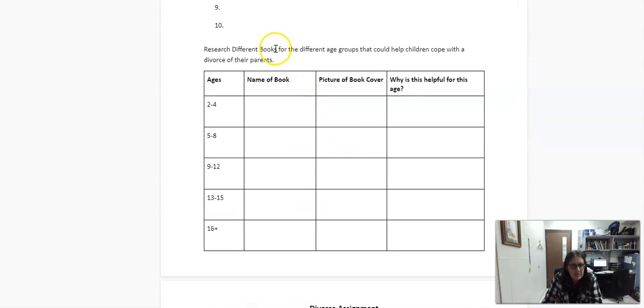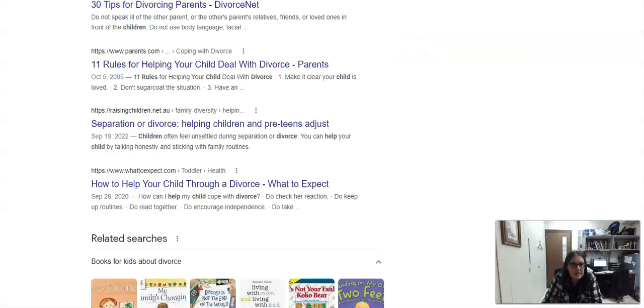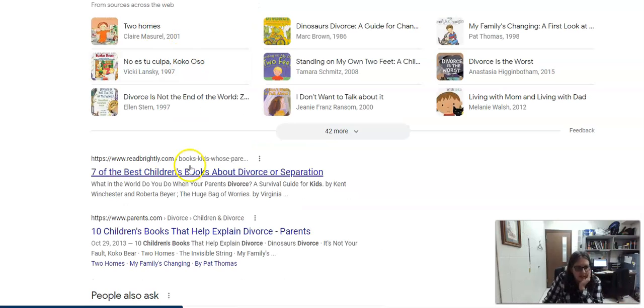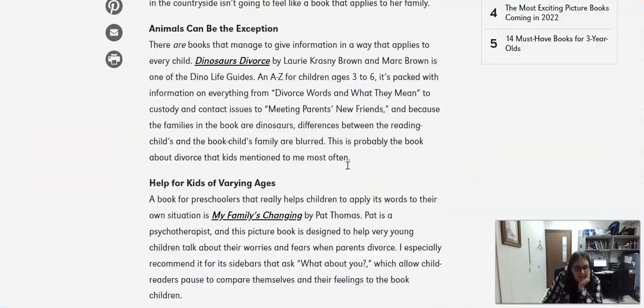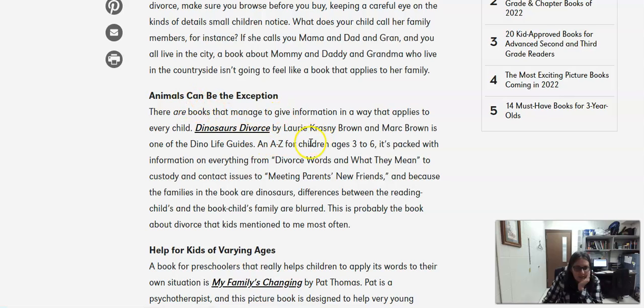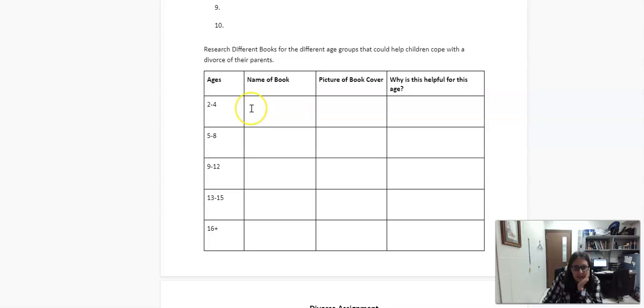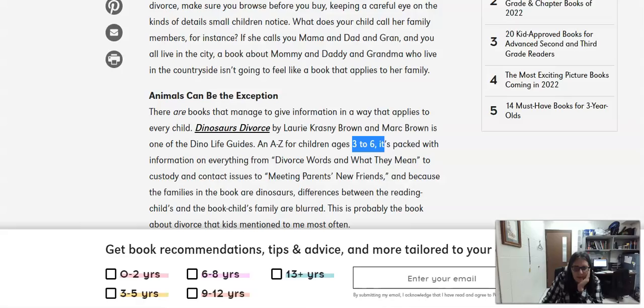Okay, and then the next is research different books for the different age groups that could help children cope with the divorce of their parents. So on here, instead of tips, I would just put books and see what I get. Okay, 7 best children's books. And then you can click on different ages. A lot of times they will already put them into ages. If not, you need to do a little research. Like this one, look, ages 3 to 6. So I could put that one. I'd probably put them maybe in the 2 to 4. Get whatever's closest. You don't have to change the ages, and they don't have to be exact. But my advice is to put them in younger as opposed to bump them up older. But it's kind of up to you.